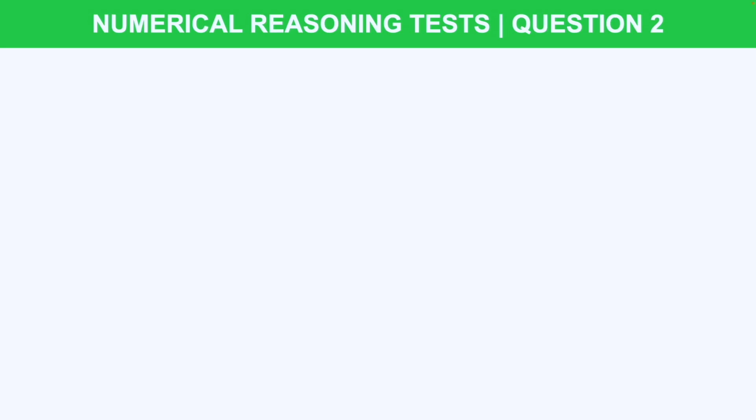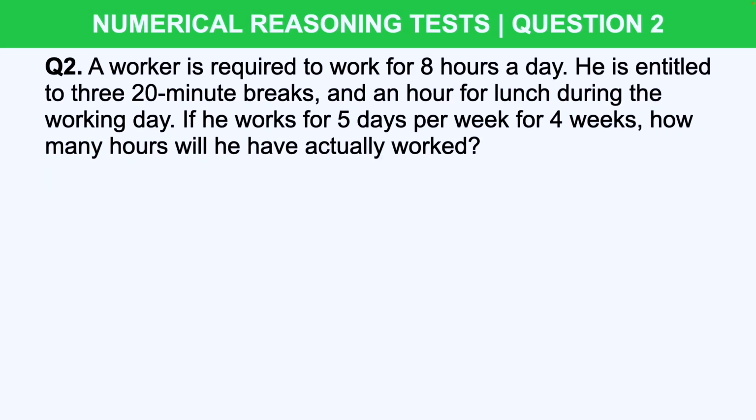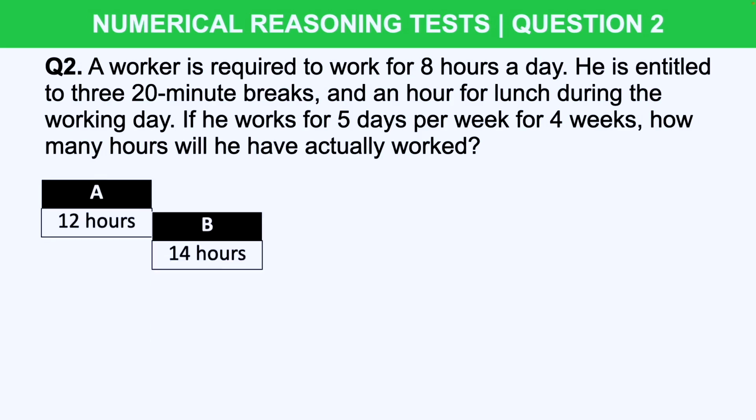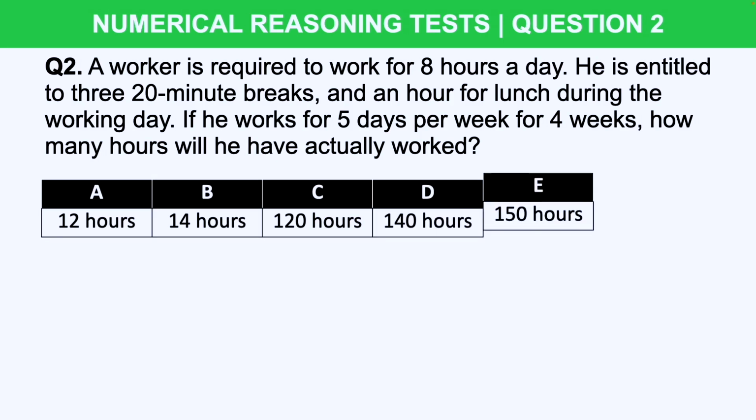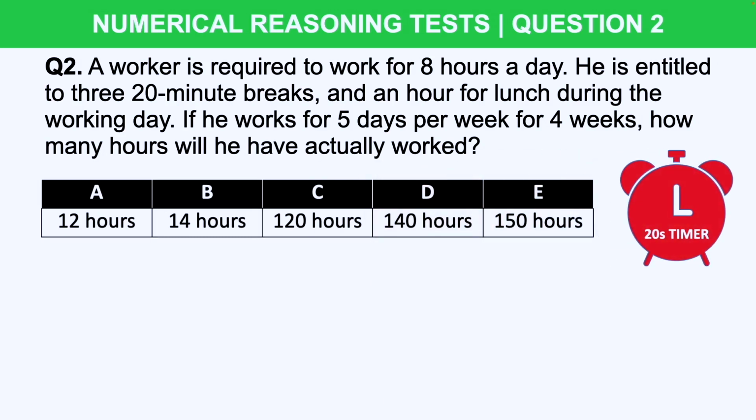So question number 2 is this. A worker is required to work for 8 hours a day, with breaks, and an hour for lunch during the working day. If he works for 5 days per week for 4 weeks, how many hours will he have actually worked? Is it A, 12 hours, B, 14 hours, C, 120 hours, D, 140 hours, or is it E, 150 hours? Now I'm going to give you 20 seconds to work this out.